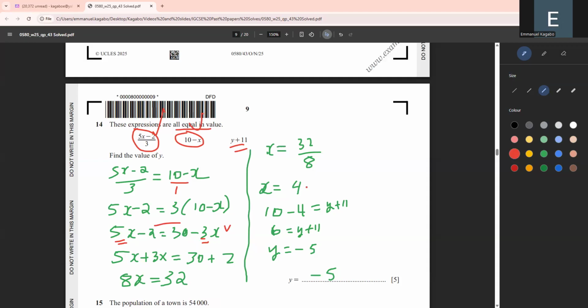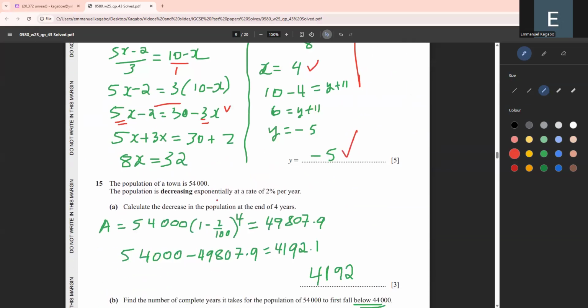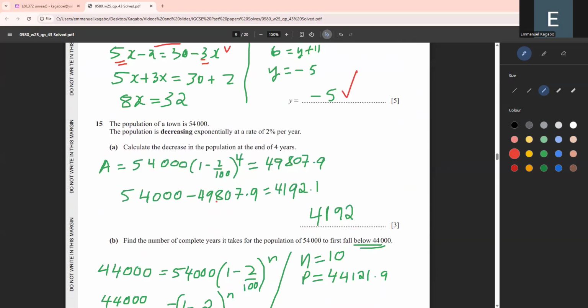Divided by 8, I'll get 4. That's the x value. But we said they are equal, so if they are equal, we have got x as 4. That means it will be 10 minus 4, which will give you 6. So that means 6 is equal to y plus 11. Then I'll get 6 minus 11 to get the value of y. So y is negative 5. Okay? Very good.